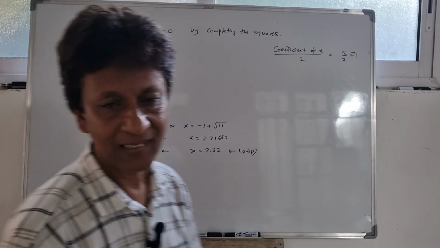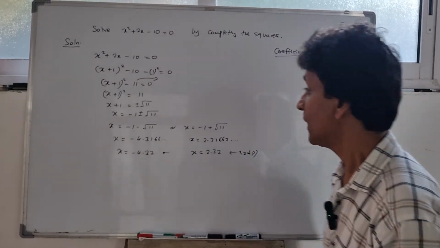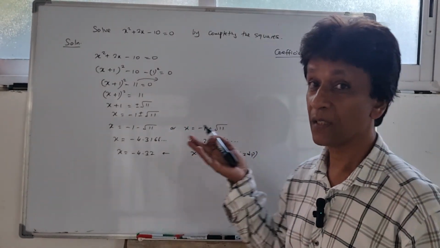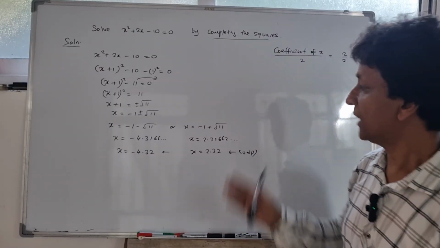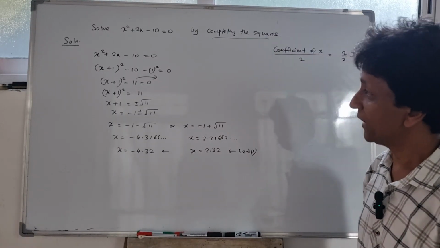As you can see, the answers are exactly the same as when we solved the equation by formula, and this time by completing the square. And this is how we go about solving a quadratic equation by completing the square.